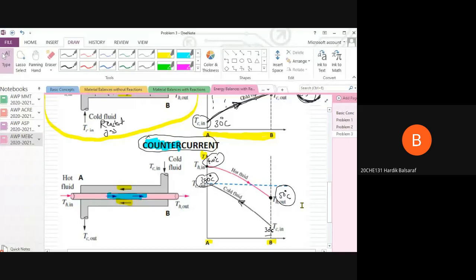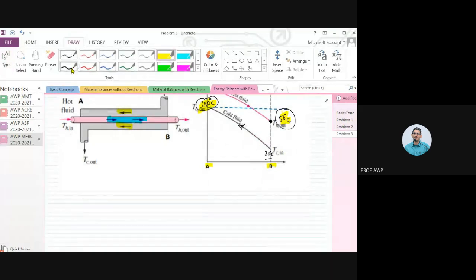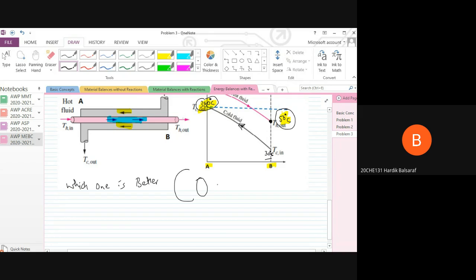Yes, sir. I can get better heat recovery in a counter current exchanger rather than a co-current exchanger. So now, which one is better for us? Counter current, sir. Right? Do you agree, Hardik? Yes, sir. Thank you, sir. No issue.